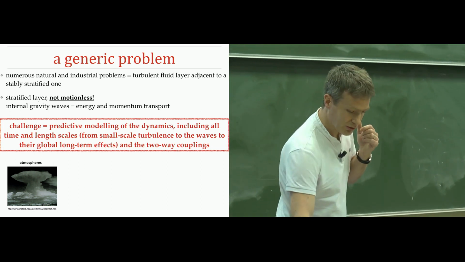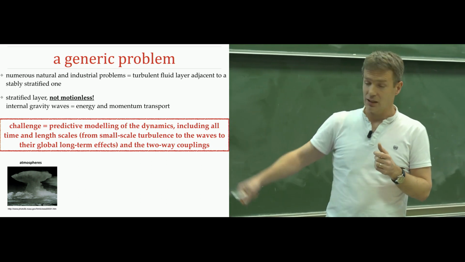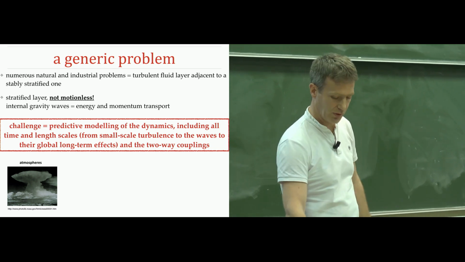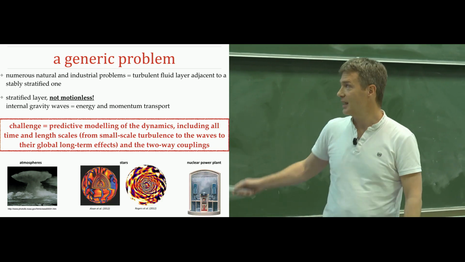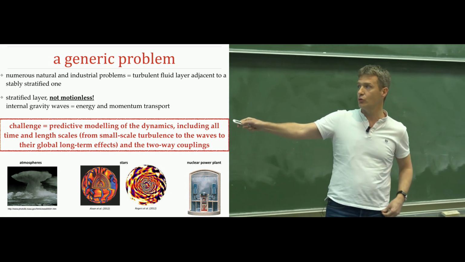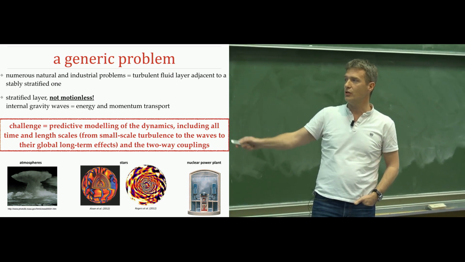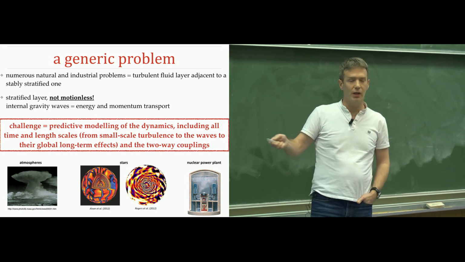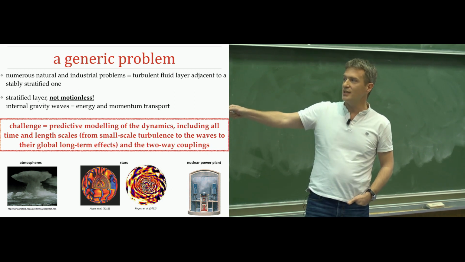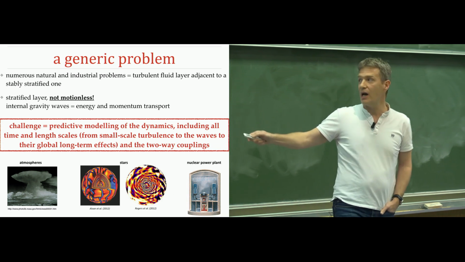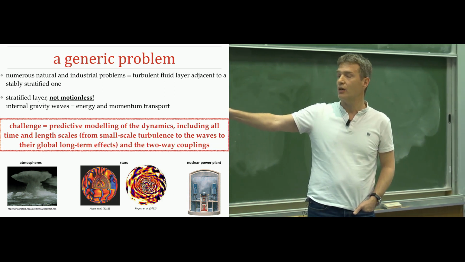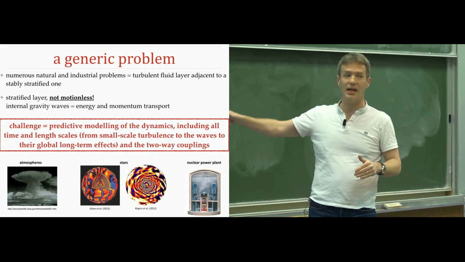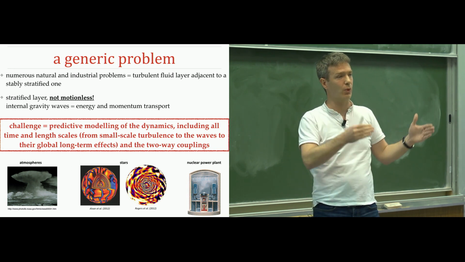Okay, and this question applies to general circulation models and weather forecast in the atmosphere. It also happens inside stars. So here you have 2 examples of numerical simulation. This is for a star comparable to our sun. And if you take a cross-section inside this star, you have a turbulent convective layer on the upper part and a radiative zone inside, which is stably stratified and propagates waves.